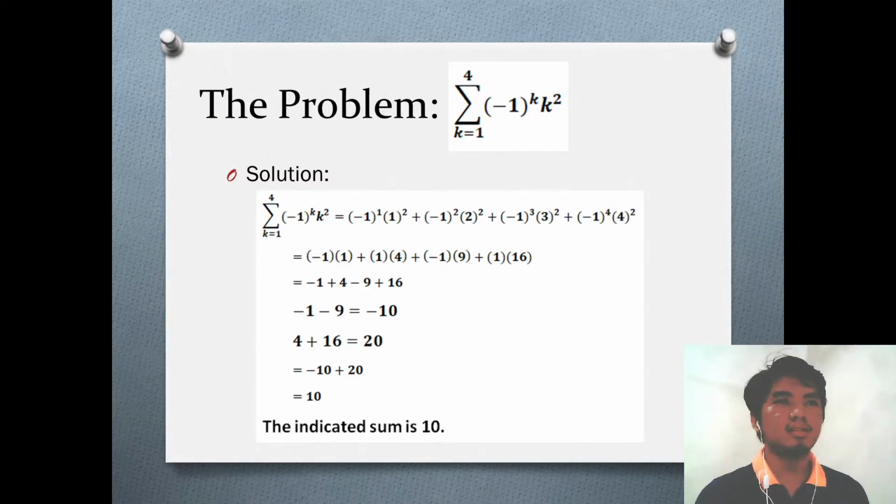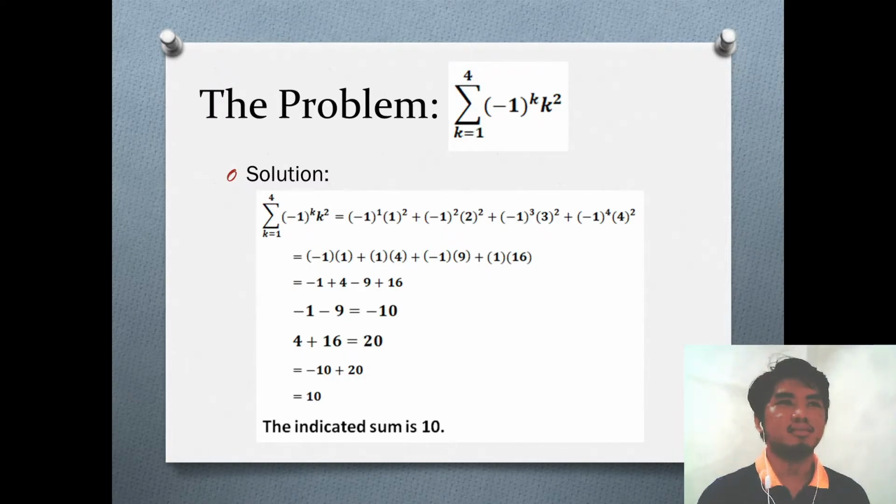So we're gonna multiply: -1 times 1 equals -1, plus 1 times 4 is 4, minus 1 times 9 is -9. So negative times positive is negative, so the sign is negative. Then 1 times 16 is 16, so plus 16. So first we're gonna add the like terms.